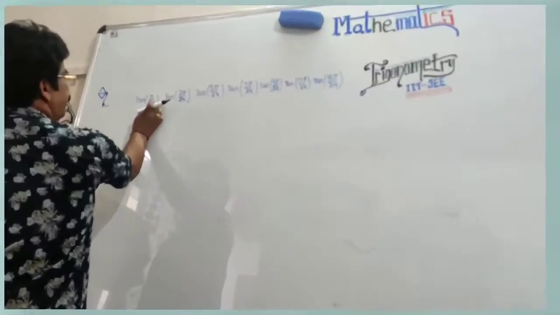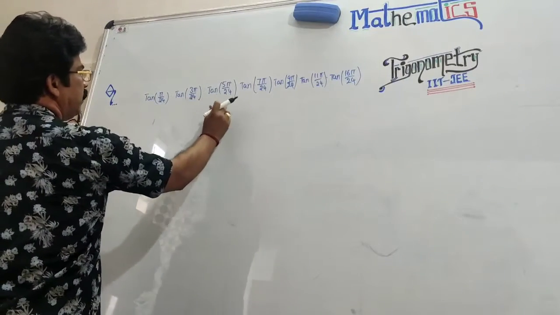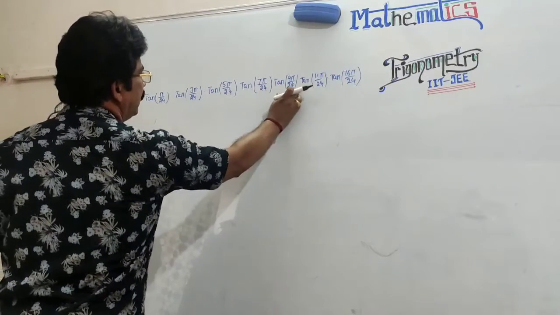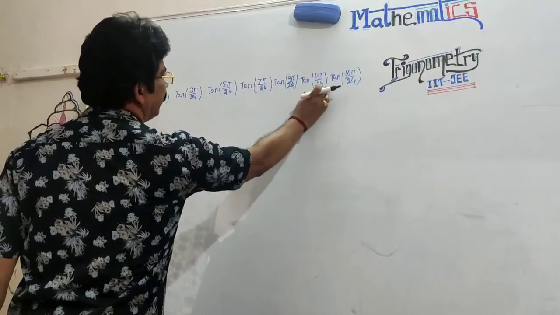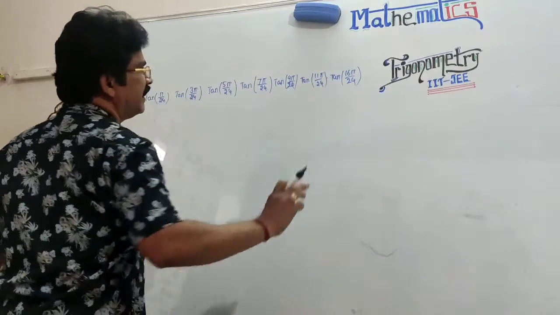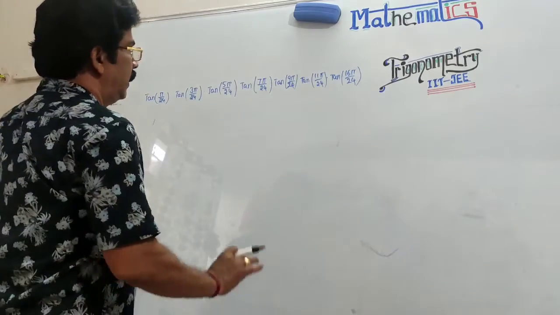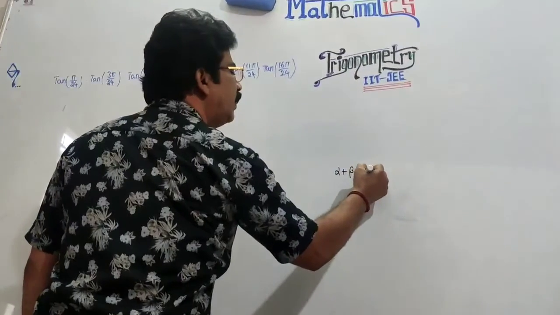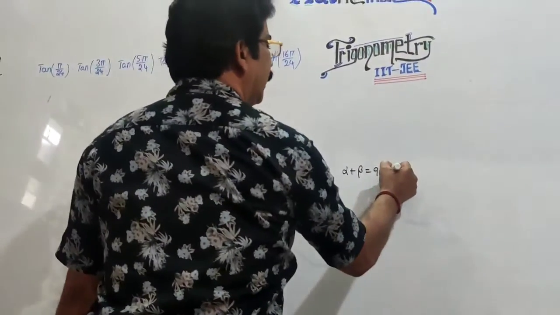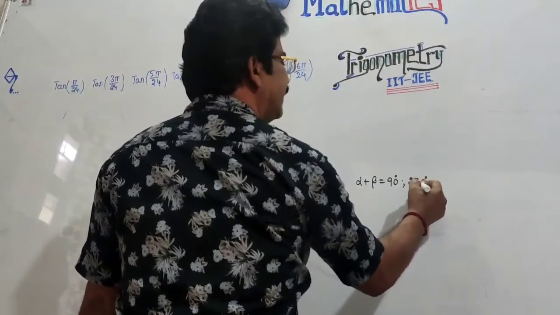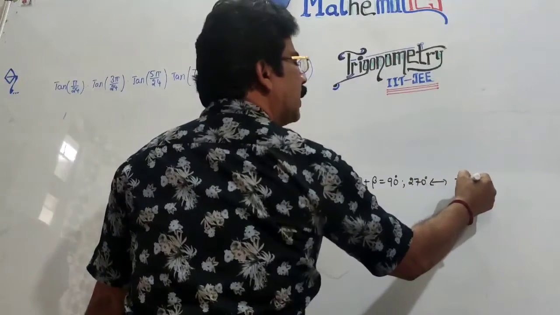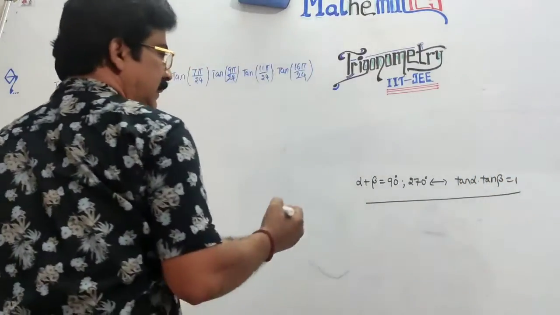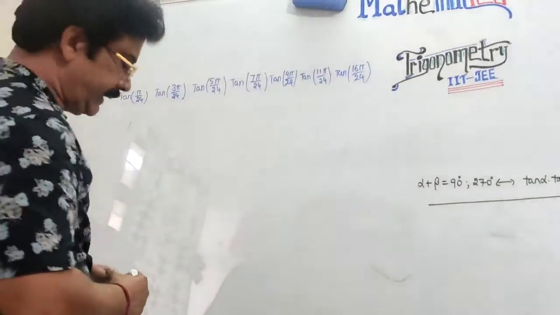Second option is right. Hence tan of pi by 24 into tan of 3 pi by 24 into tan of 5 pi by 24 into tan of 7 pi by 24 into tan of 9 pi by 24 into tan of 11 pi by 24 into tan of 16 pi by 24. Already I said, if alpha plus beta is equal to 90 degrees or 270 degrees, then the product tan alpha into tan beta is equal to 1. Remember, it is a very, very important property.